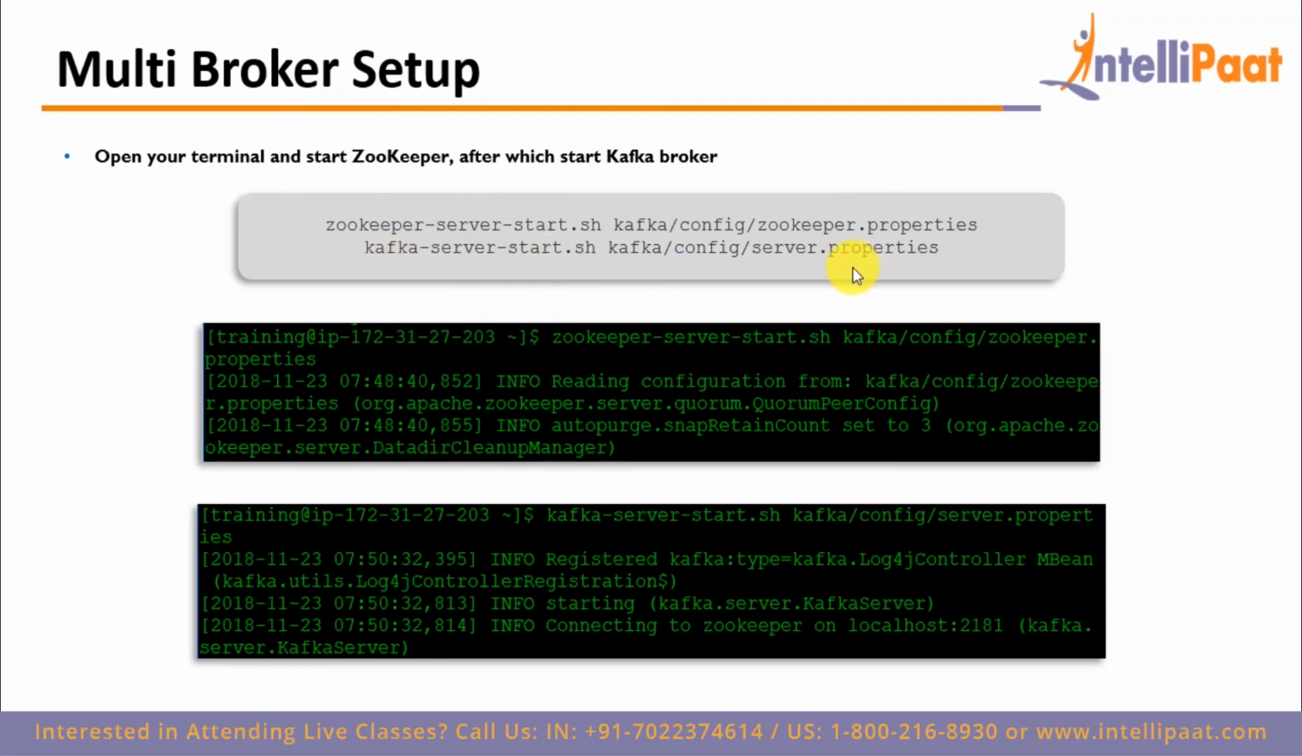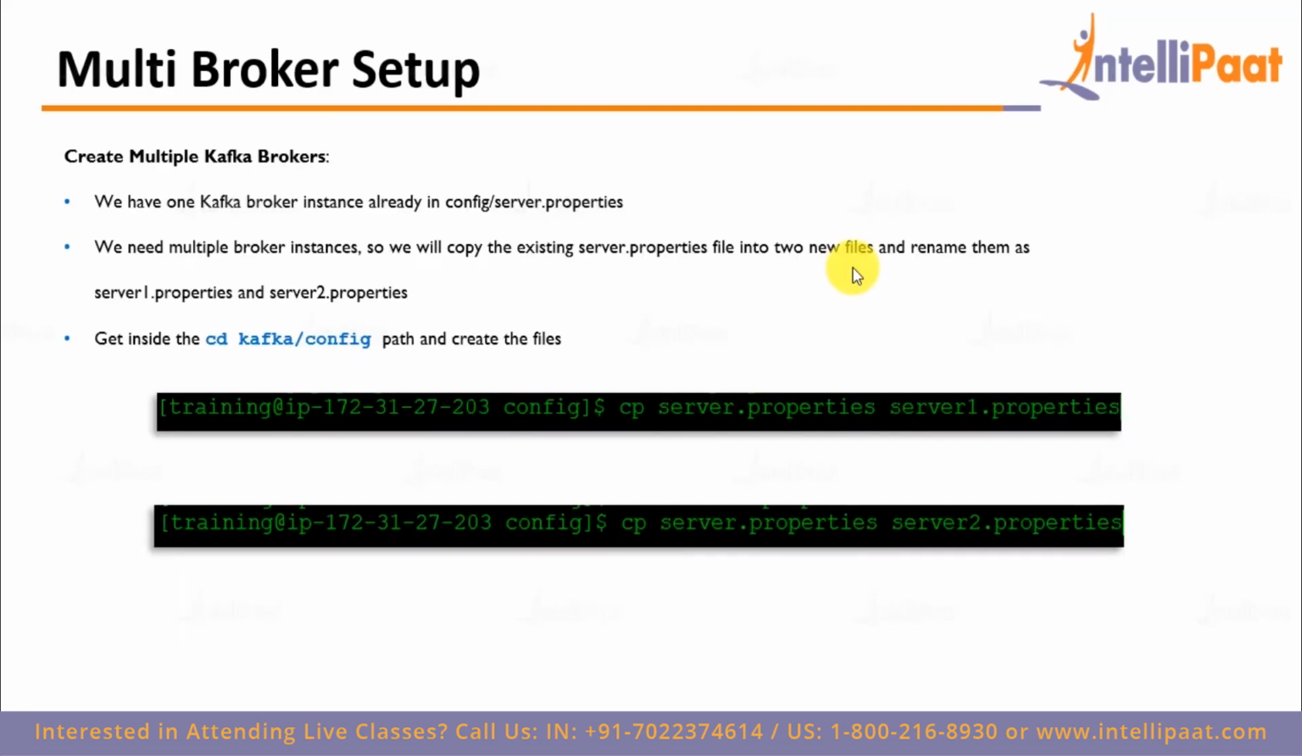Now, once we start the Kafka service as well as the Zookeeper service, we'd have to go ahead and create multiple brokers. Till now, we've just got one broker instance, which is already in the config/server.properties, right? So this file which we had loaded up earlier is basically the only broker which we have till now. Now to create multiple broker instances, we will copy this existing server.properties file into two new files and rename them as server1.properties and server2.properties.